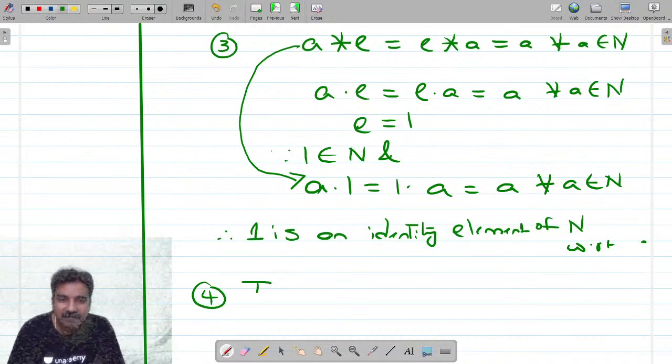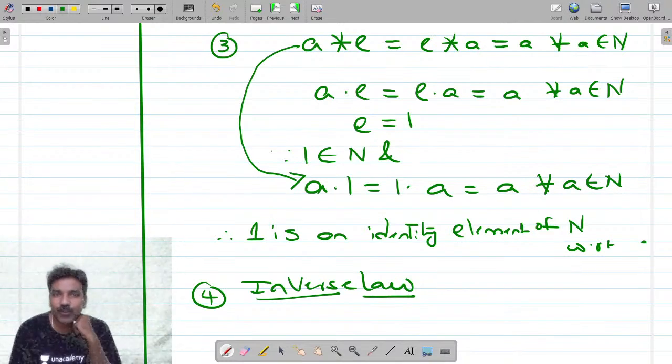Next, inverse law. సో ప్రతి ఎలిమెంట్ కి ఇన్వర్స్ ఎగ్జిస్ట్ అవ్వాలి. సో గో త్రూ ఇన్వర్స్ ప్రాపర్టీ.